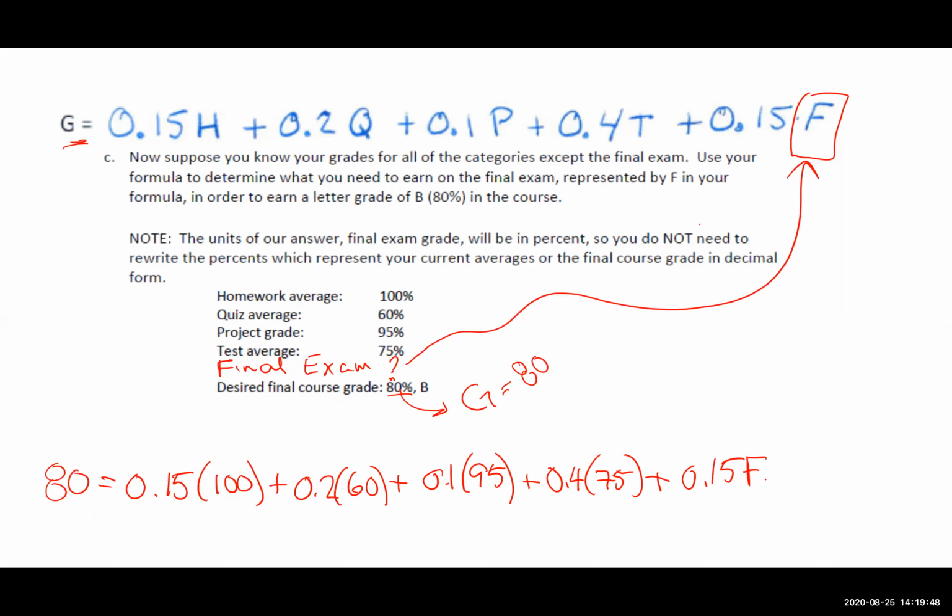So what I'm going to do now is go ahead and sum all of these up. Take a second and actually compute this number for me. That's 0.15 times 100 plus 0.2 times 60 plus 0.1 times 95 plus 0.4 times 75. Take a second and compute all of that. If you computed all of that correctly, you should have gotten 66.5.